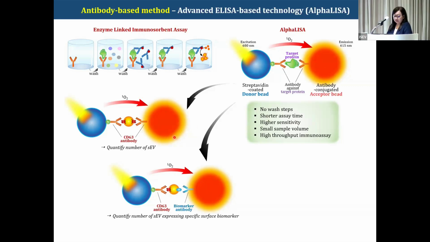So when the donor beads and acceptor beads are conjugated with antibodies against the small EV molecular markers, the number of small EVs can be determined. When a combination of antibodies against an EV molecular marker and a tumor biomarker is used, the number of EVs expressing that particular tumor biomarker can be measured.